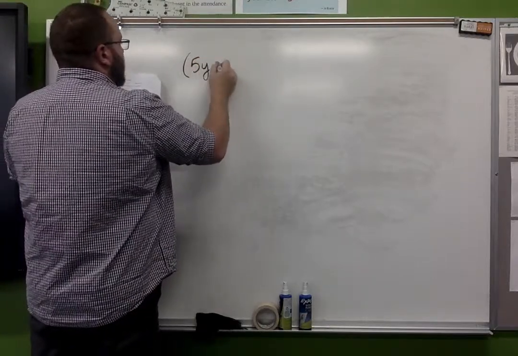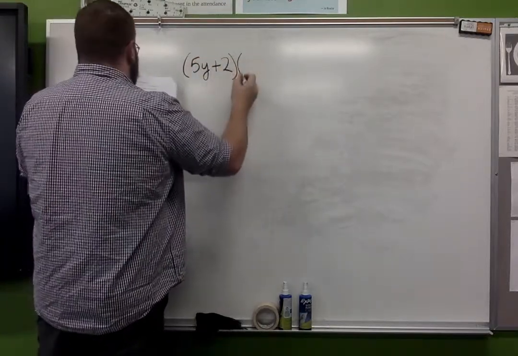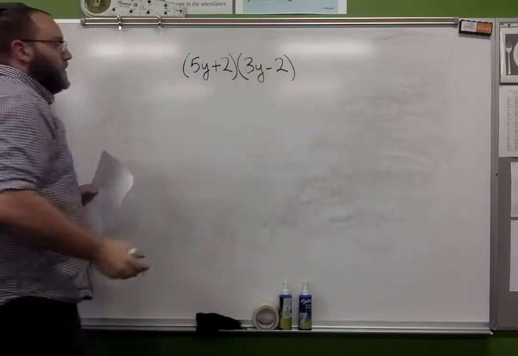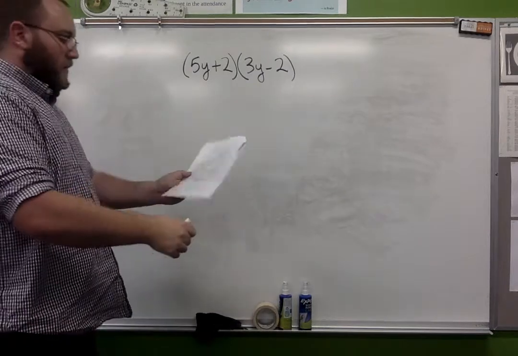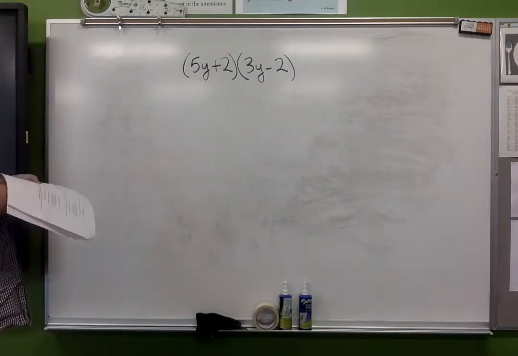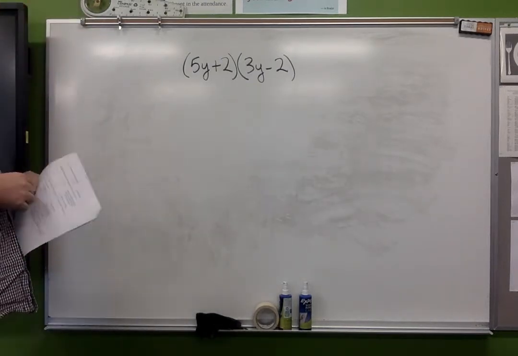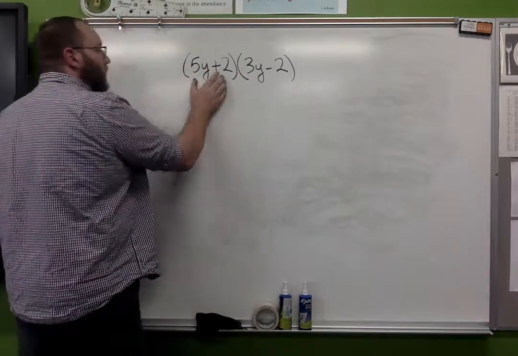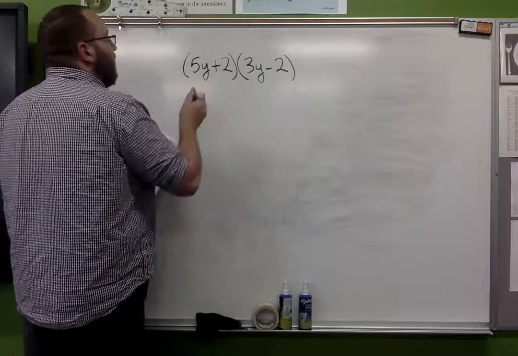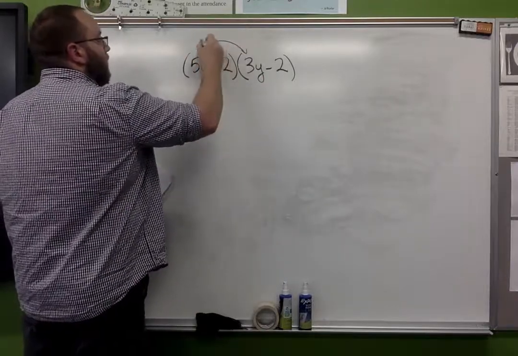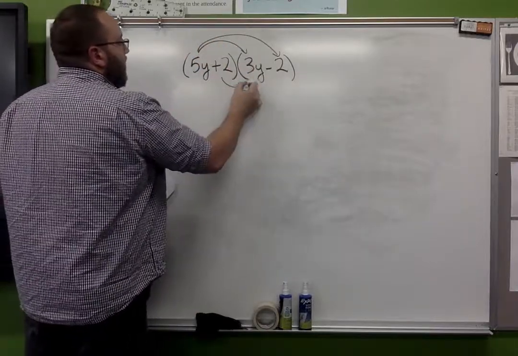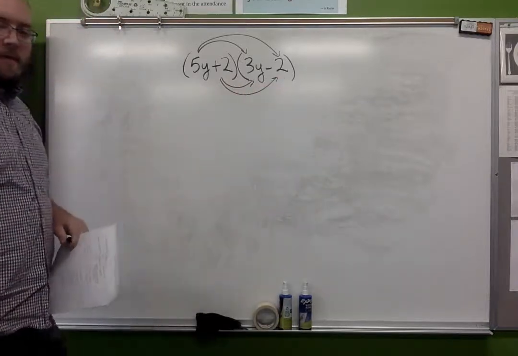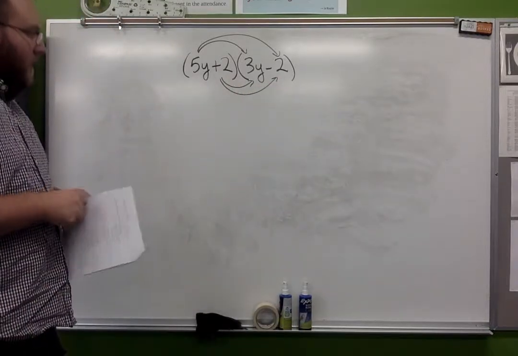5y plus 2 times 3y minus 2. This is the next example I have written here for you. Now, remember, distribution means every term in the first polynomial times every term in the second. So the first one times every single one, and the second one times every single one. So you're actually going to be doing 4 multiplications.